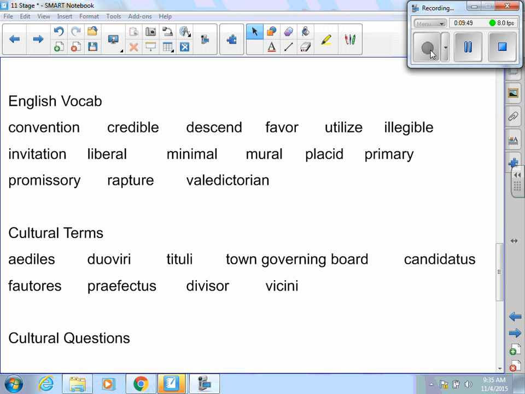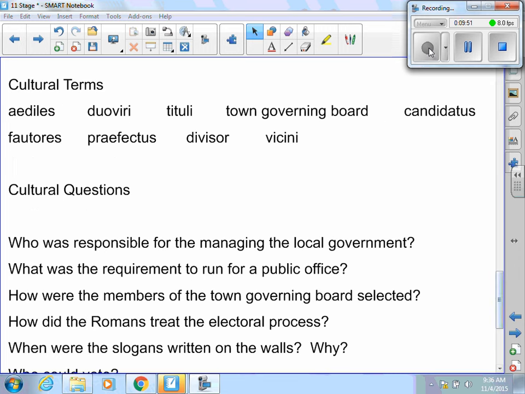Cultural terms. You have these terms here that were in your cultural section. You need to make sure that you remember what each of these people are responsible for, or what each one of the words is when it comes to political process. Aediles, they were a pair who supervised public services. The duoviri were a pair responsible for legal matters. Those were the judges. Tituli were the slogans. Town governing board, you had about 100 people on a board that help run the town.